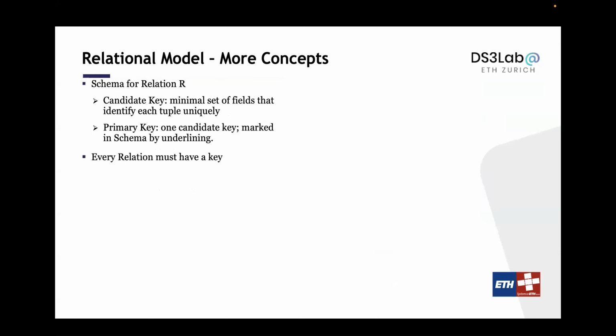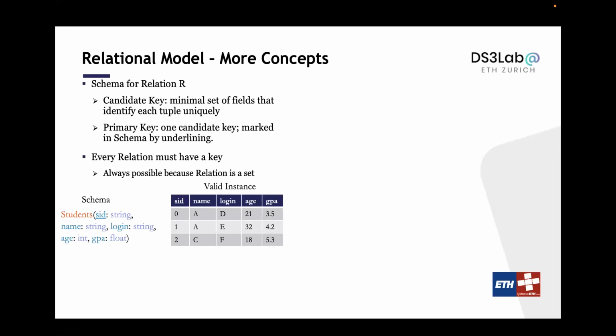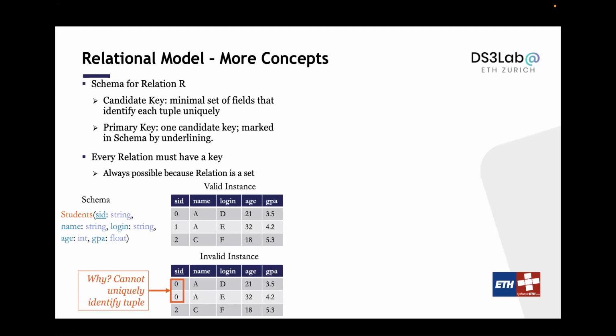And every relation must have a key. This is always possible because a relation is a set, so in the worst case, you can have the full set of attributes as the key. Essentially, it defines what is a valid instance and what is not. For example, if you have student ID as the key, the first instance is valid, but the second is not, because you have two different tuples sharing the same student ID. That is not possible if your primary key is student ID.